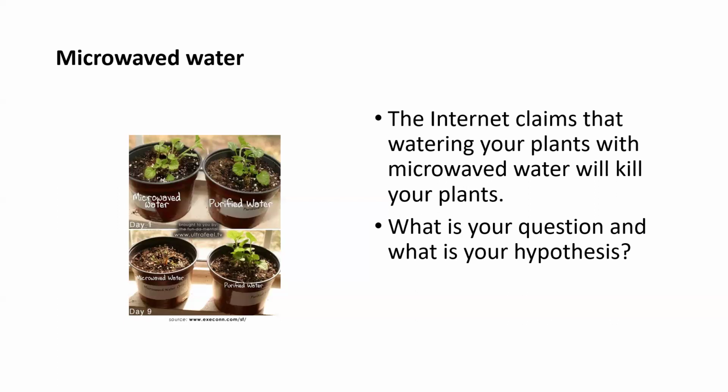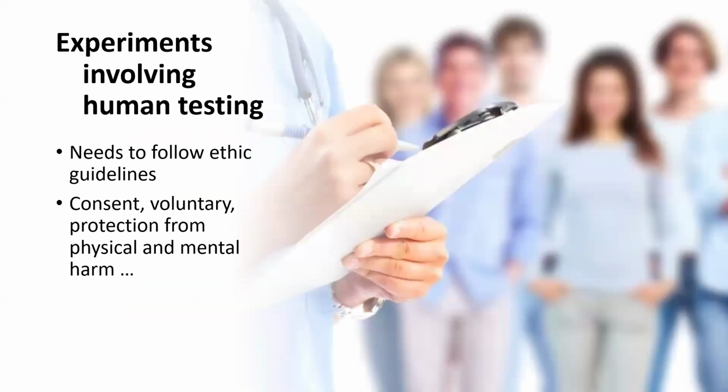What's the independent variable? What's the dependent variable? So on and so forth. Now we're going to move on and talk about experiments that involve human subjects, human testing. Whenever we include humans as part of the testing, as part of the experiment, things get a lot more complicated.